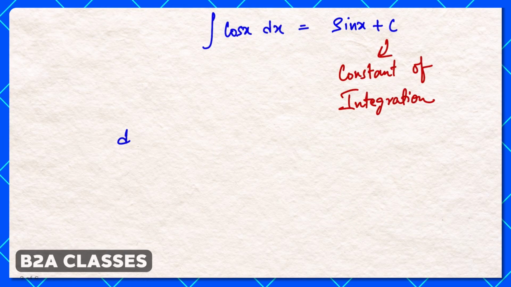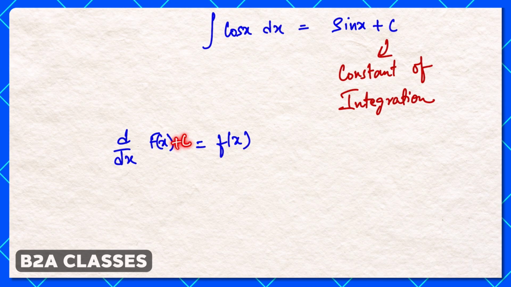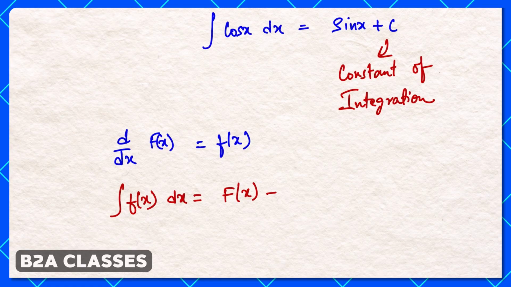So we have seen that the derivative of f of x is f dash x. But this is incomplete, because for any constant c, I will get this f of x. So the integral of f of x with respect to x will be f of x plus c, because the derivative of f of x plus c will be f of x.